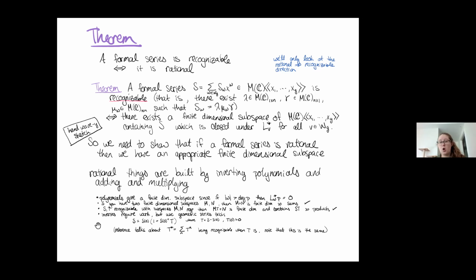Inverses require some work. If you look in the reference, they talk about this thing they call T star. There you're just basically saying, okay, do a geometric series trick. And that's basically what you'll do in order to show that inverses then allow you to do descriptor realizations as well.